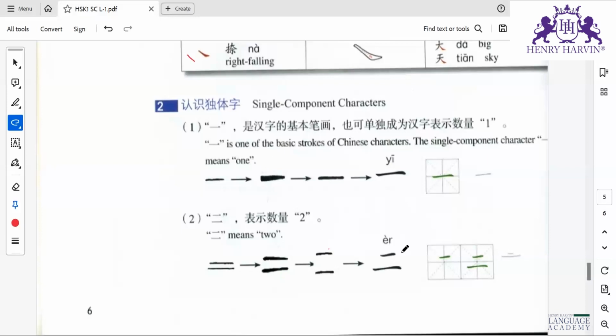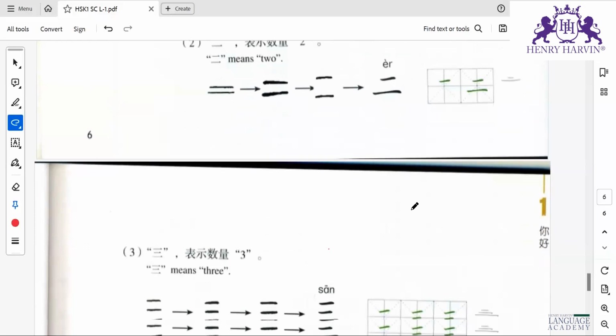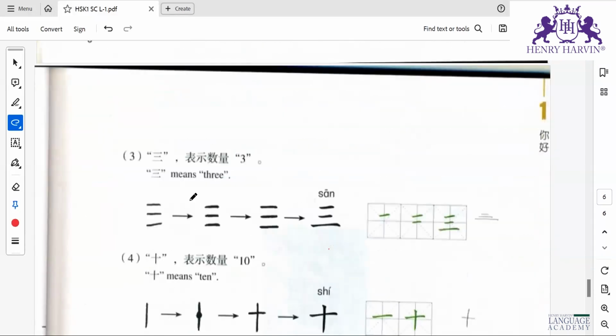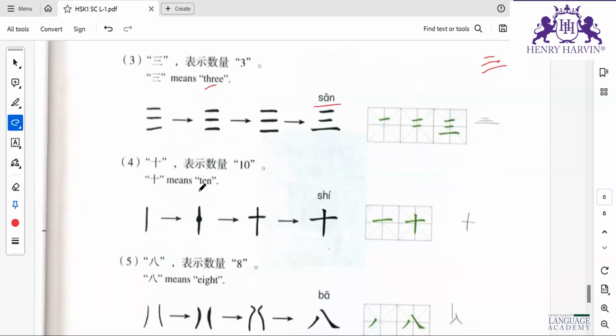These are the components, or basically the strokes you can say. Yi has one stroke. Er, number 2, has two strokes. Strokes are basically, when we lift the pencil once, that is a single stroke. When the pencil is lifted once, twice, that makes two strokes. Then number 3 is San. Yi is number 1, Er is number 2, San is number 3. This is 1, 2, 3, three strokes.